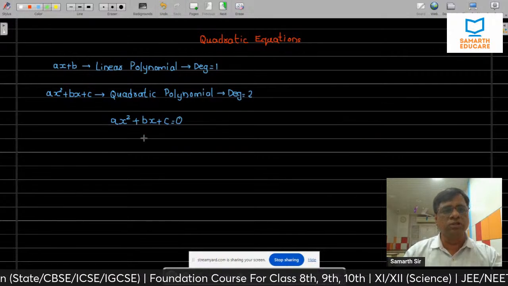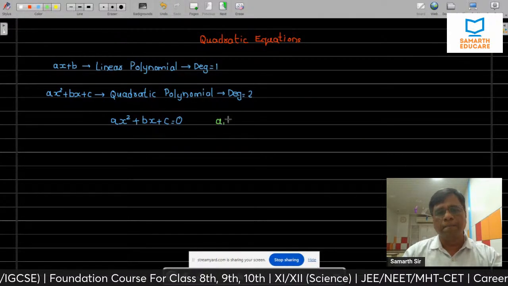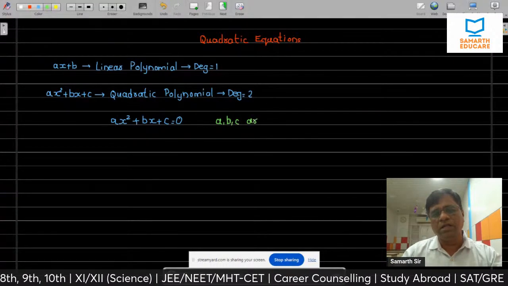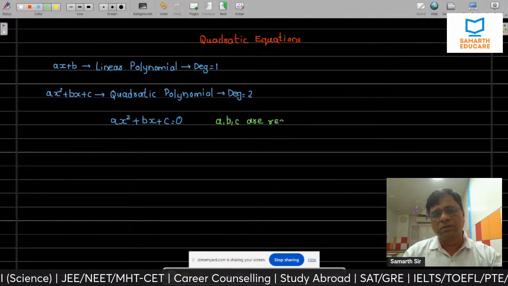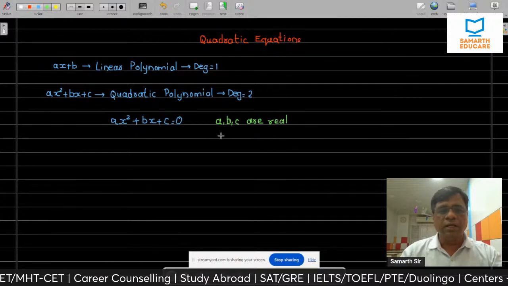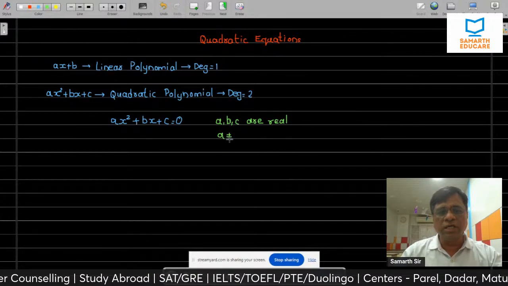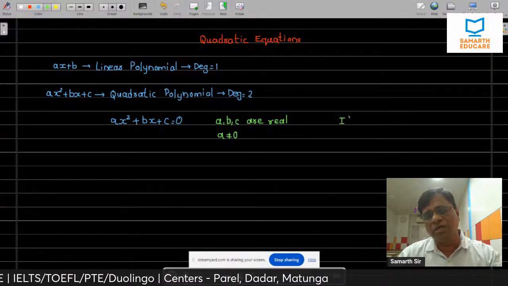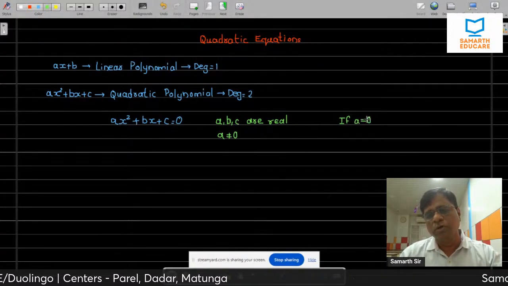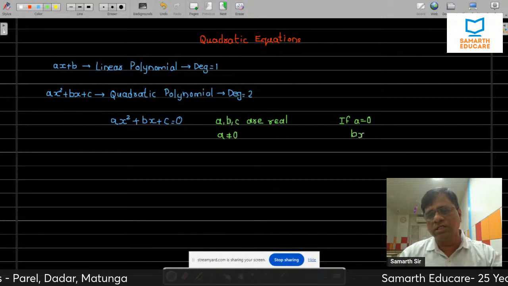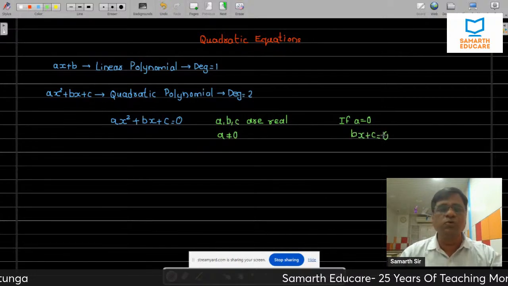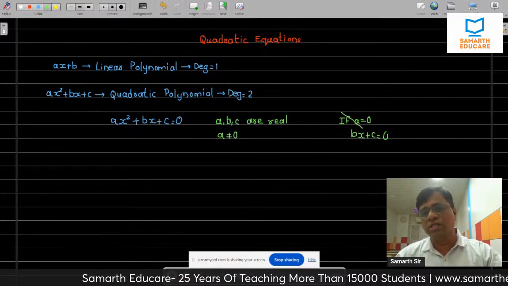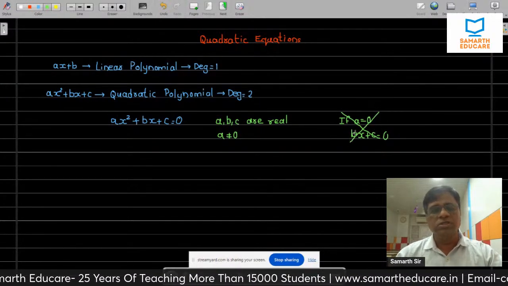Few important things about this. A, b, c are real numbers. Second, a cannot be equal to 0, because if a is equal to 0, what will happen? If a is equal to 0, then bx plus c equal to 0 is the equation which becomes a linear equation and doesn't remain as a quadratic equation. So hence a cannot be equal to 0.